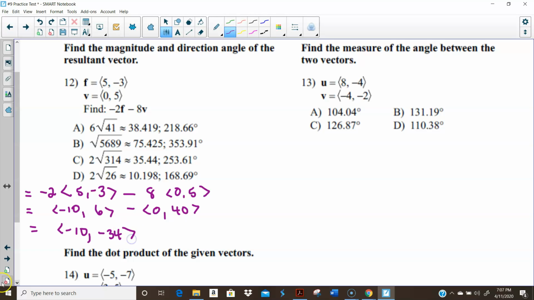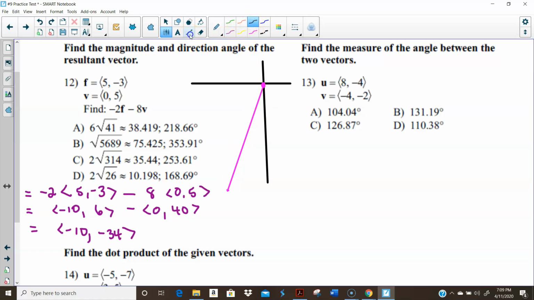I'm going to graph this really fast. So this is the result vector. This is what this looks like. Basically, you go left 10 and down 34. So if I want to find the magnitude of this, I need to find the length of this vector.